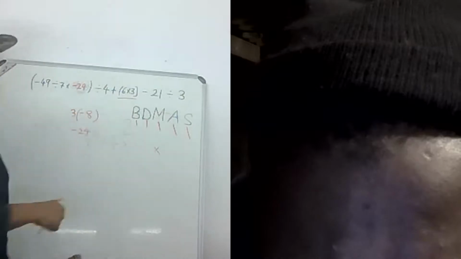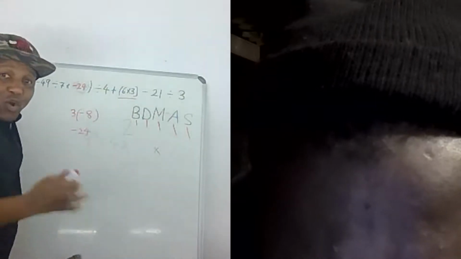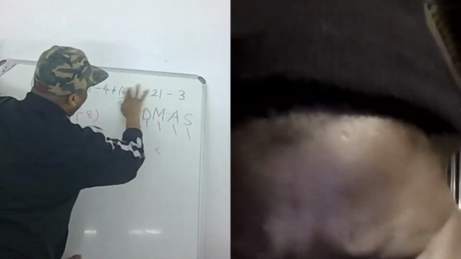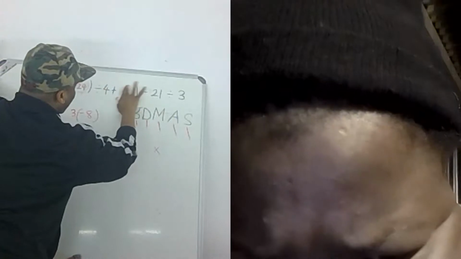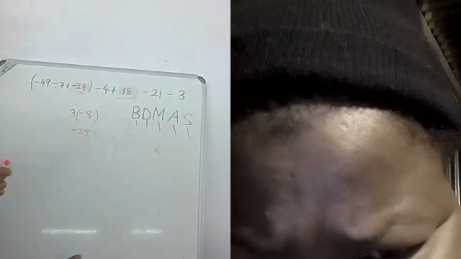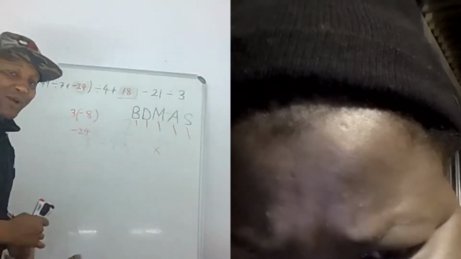Now we go to another bracket. 6 times 3 equals 18. So I want to replace all this stuff, and this is going to be 18 now. Now, do you have more brackets? Oh yes. Which other bracket?